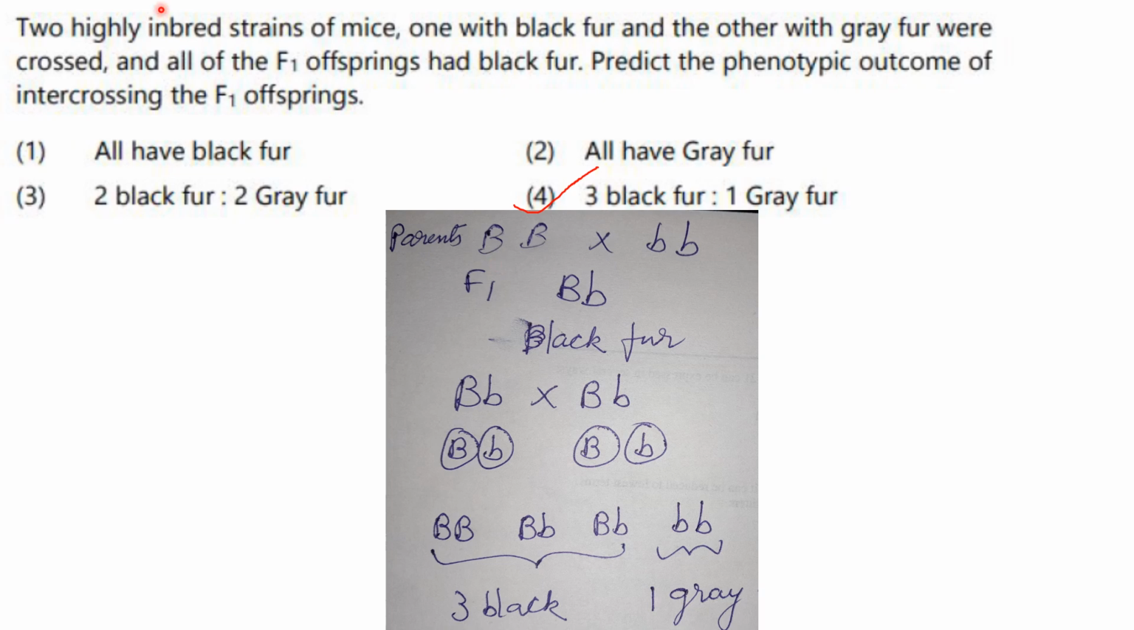So here I already told you they are inbred strains, so they are homozygous, and black is dominant. So capital B for the black parent and small b for the grey parent. Upon crossing the parents, you get F1, that is black fur. Now you intercross the black fur and you get 3 black and 1 grey. These are the black individuals and this is the grey individual. So they have asked for the phenotypic ratio. So it is 3 black fur and 1 grey fur. Answer is option 4.